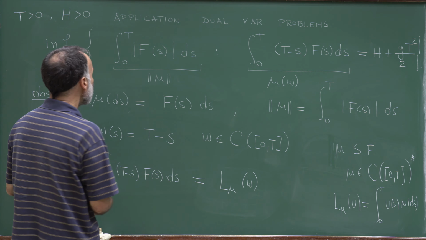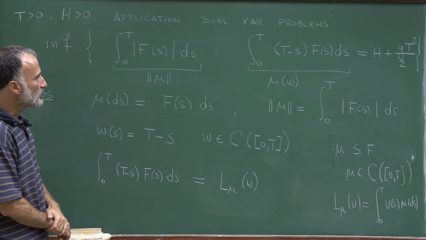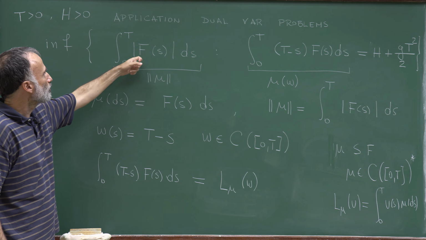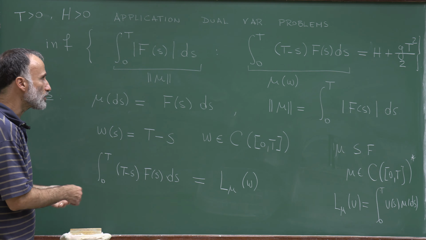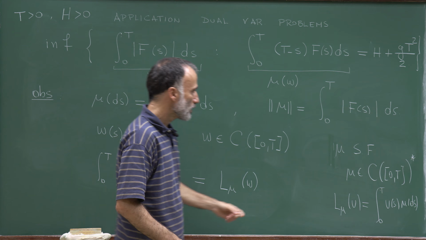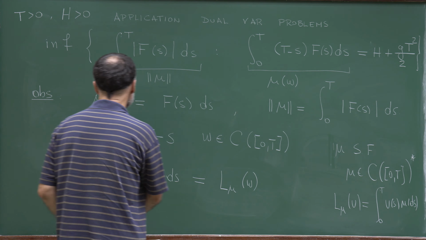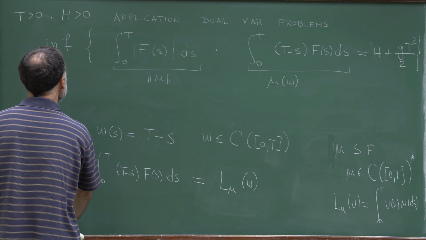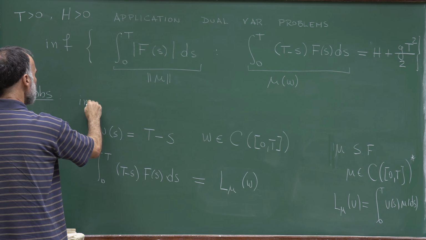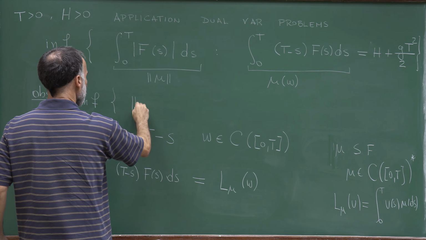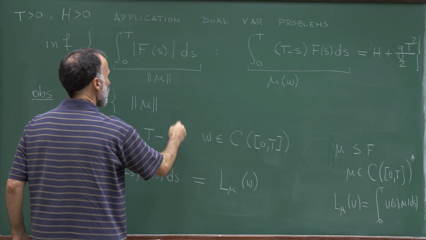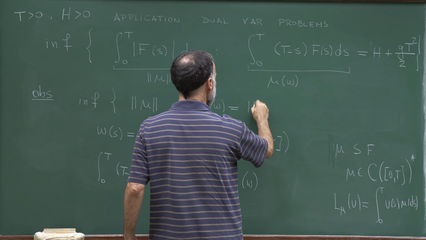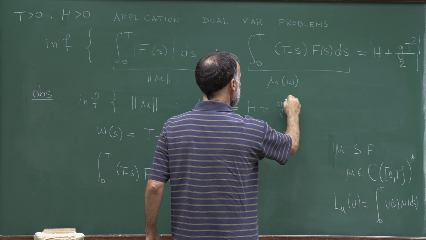And so instead of considering this variational problem on bounded measurable functions f, I can consider it in a larger space, which is the dual space of the continuous functions, so the space of finite signed measures, and say that actually what I want to solve is the infimum of the norm of mu for all mu such that mu of omega is equal to h plus g T squared divided by 2.